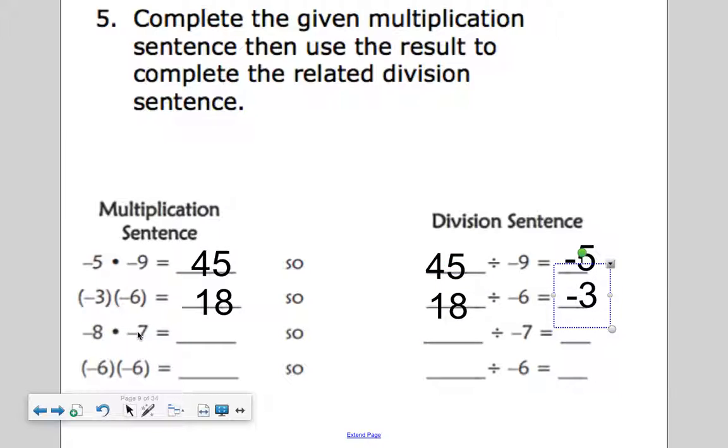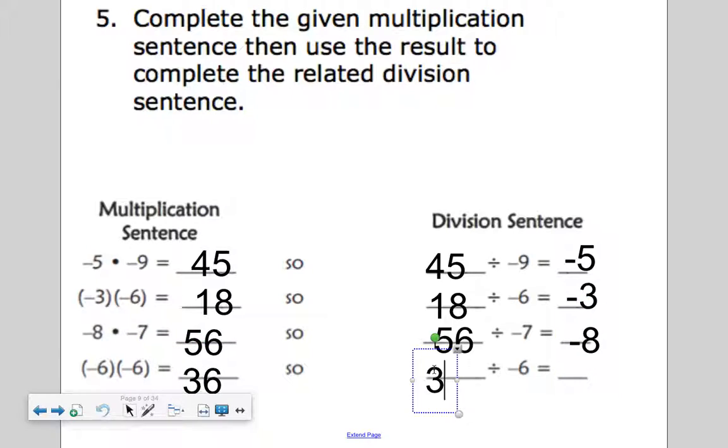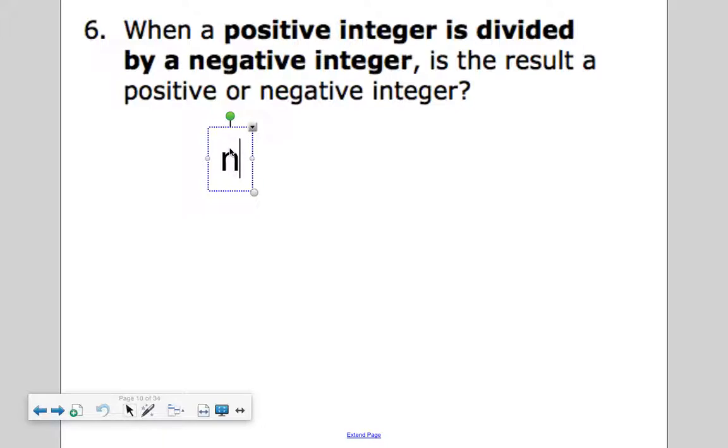What's the opposite of a negative? Positive, so 8 times 7 is 56. So 56 divided by negative 7 will be negative 8. What's the opposite of a negative? Positive, so 6 times 6 is 36. So 36 divided by negative 6 will be negative 6. So as you can tell, when we have positives and we're dividing by a negative, it will be negative. Think about the opposite of. So a positive divided by a negative, the answer will be negative.